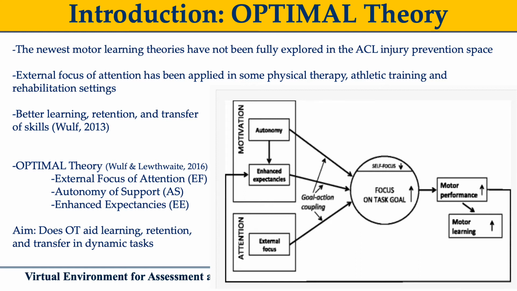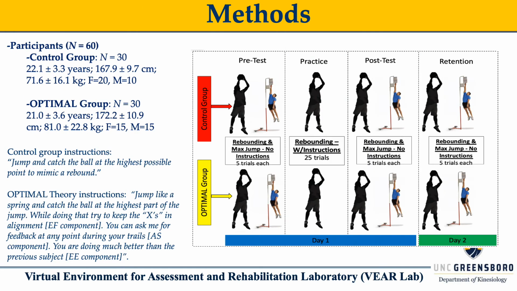This application of optimal theory brought us to the aim of our study, which was: does optimal theory aid learning, retention, and transfer in dynamic tasks? Our study consisted of testing 60 total participants, divided randomly into 2 groups, our optimal theory group and control group. There were no statistical differences between the groups at the start.